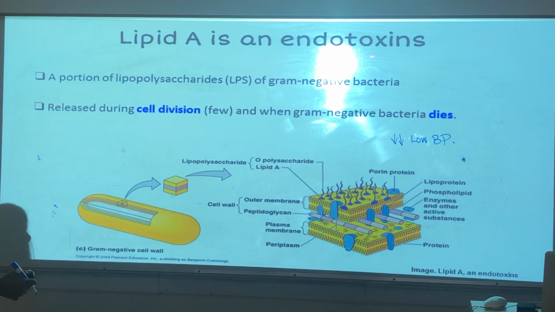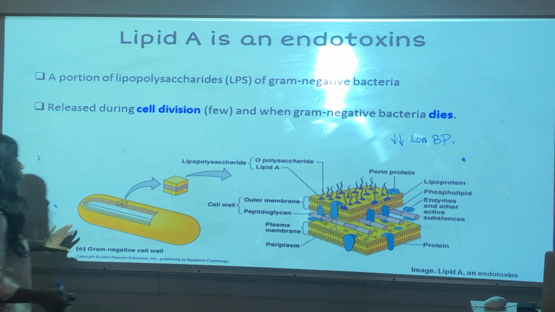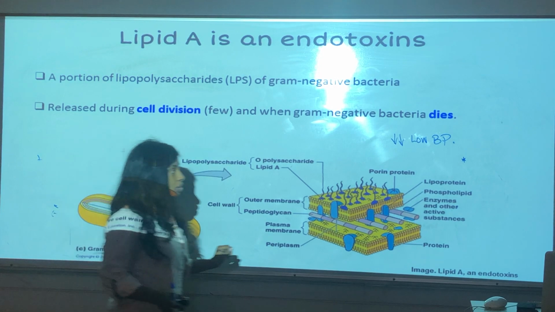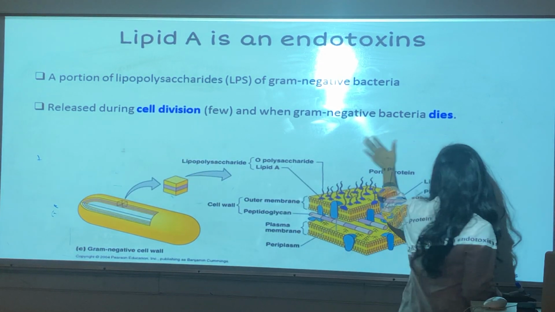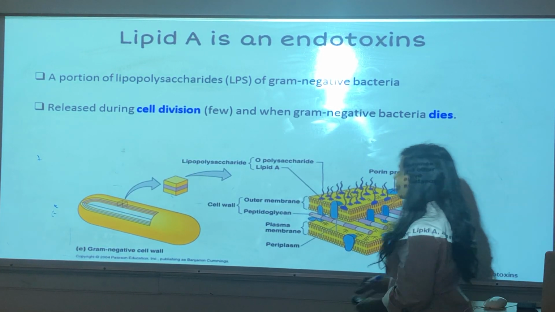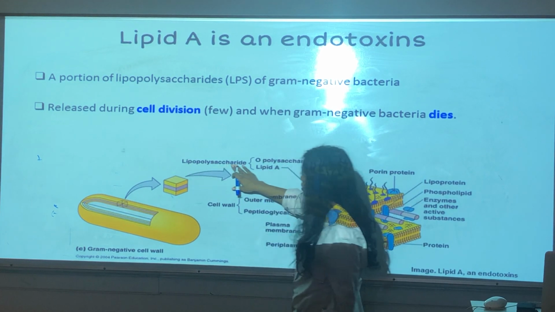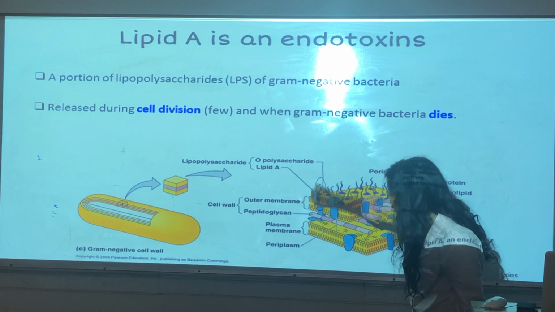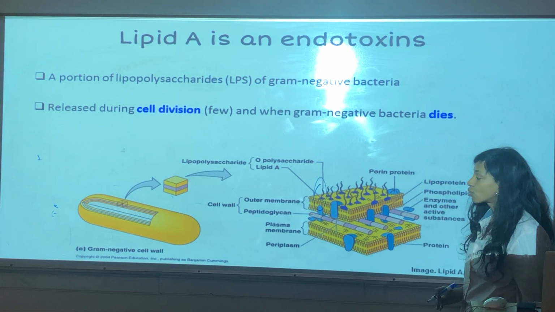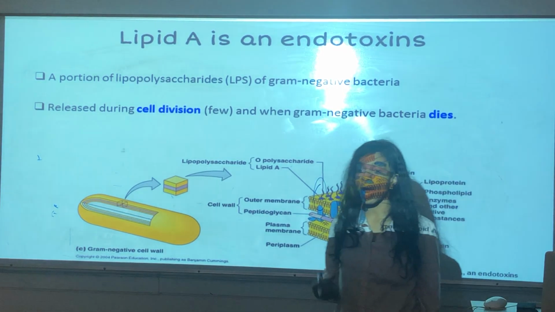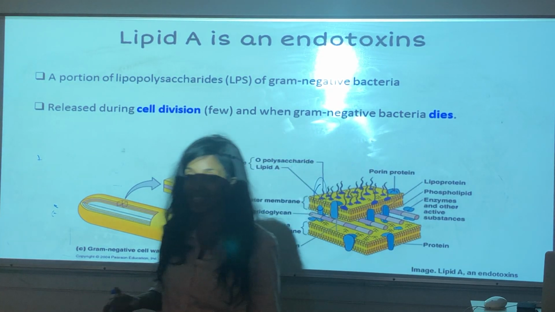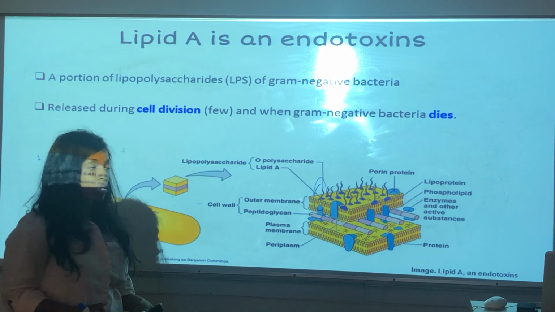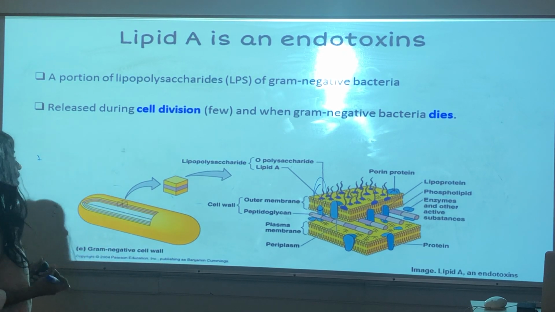So lipid A is an endotoxin. I brought this figure back from earlier lectures so that you can see where the lipid A is. The lipid A is in the outer membrane. This is the lipopolysaccharide layer, and they're actually embedded in the outer membrane. In order to get released, they either get released in small quantities when the organism is dividing, but larger quantities when they die.